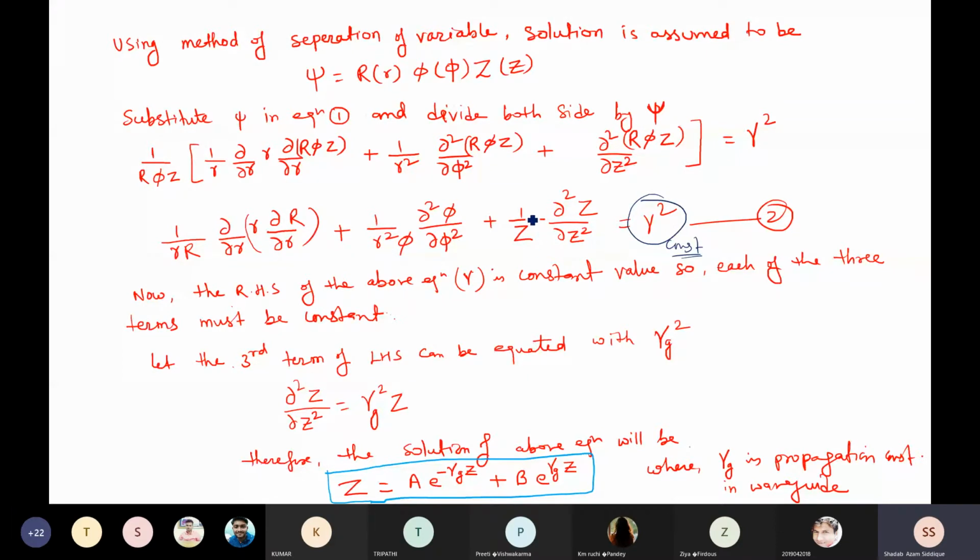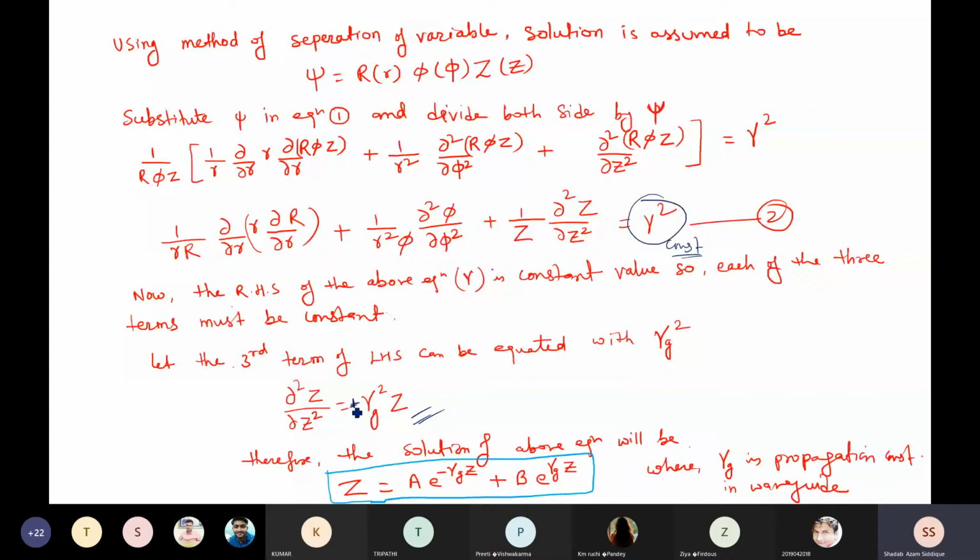So now we take 1 by Z, del square Z upon del z square, is gamma g square. So we equate this third term with gamma g square. Gamma g is also a constant value. So we take del square Z upon del z square is equal to gamma g square into Z. This Z will come here, and that will give this value. So here we have a positive sign.